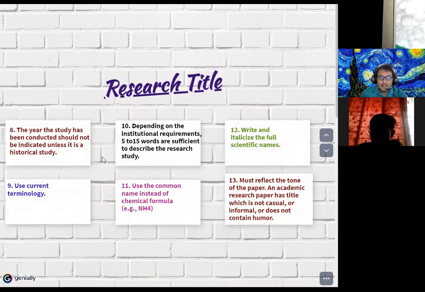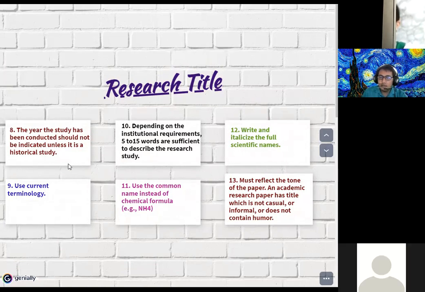Next. The year the study has been conducted should not be indicated unless it is a historical study. Okay, so yung year hindi na natin nilalagay doon sa title. For example, blah blah blah of Grade 12 UMS students in San Francisco de Sales School, in December 2019 or in school year 2019. Hindi na natin nilalagay yon unless historical study yon. Yung year wherein the study has been conducted, pwede nyo siya ilagay doon sa scope and limitation.